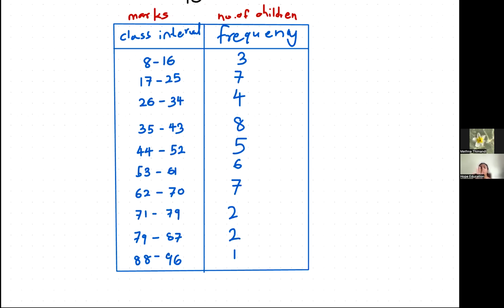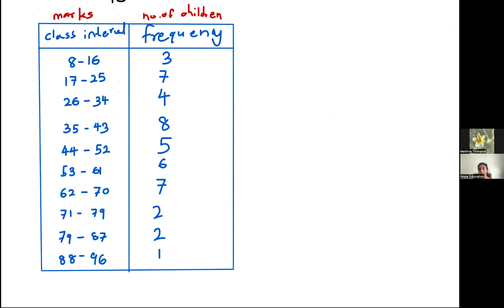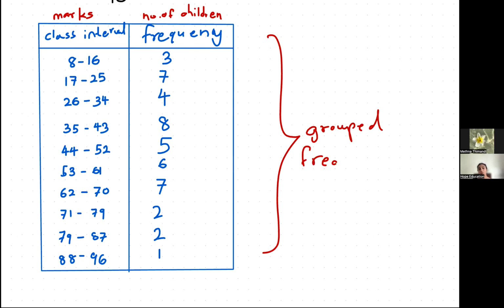මේ විදිහට group කළා අපි data represent කරන එකට කියනවා grouped frequency distribution. We call it the grouped frequency distribution. Okay.